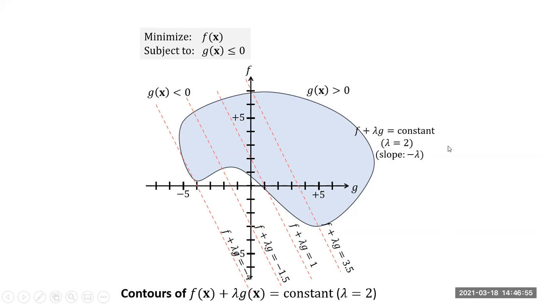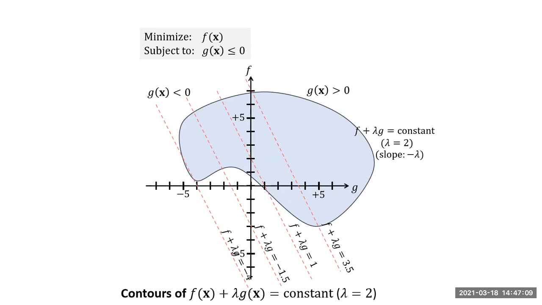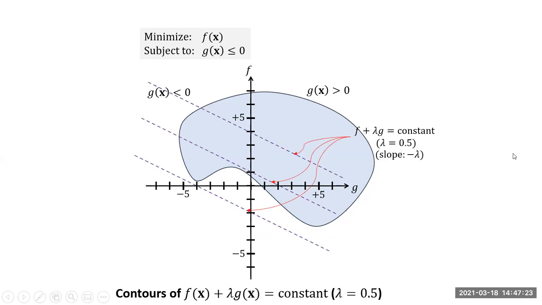2. Are you guys with me? Yes. Now, these are contours of f plus lambda g equal constant for another value of lambda. This was for lambda equals 2. This is for lambda equals 1. The slopes are -1, 45 degrees like this, right? And these are contours of f plus lambda g for lambda equals 0.5.